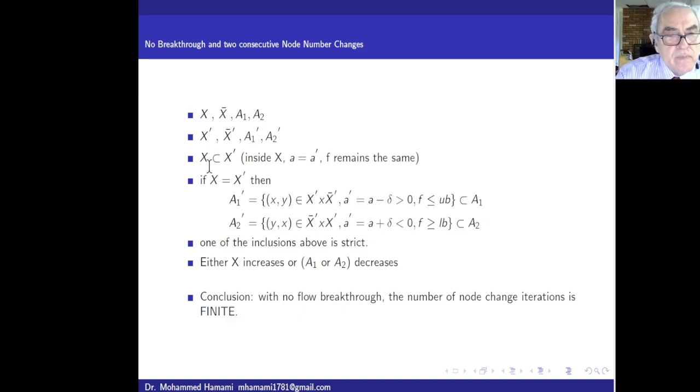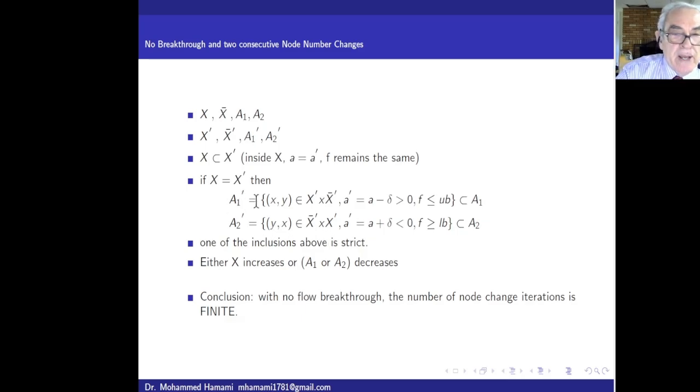Either X prime is bigger than X, so it contains one more arc, all right? And then we do the same thing. We go back and do the same thing, and it keeps increasing. But X is contained in a finite set. So X prime cannot be infinitely many times bigger than X. So at some point, X has to be equal to X prime. Okay. Then we have the following.